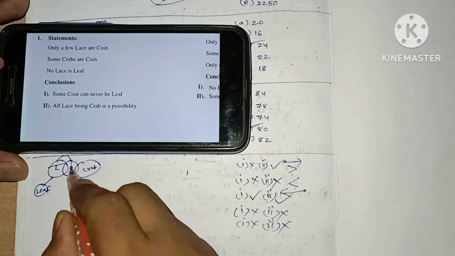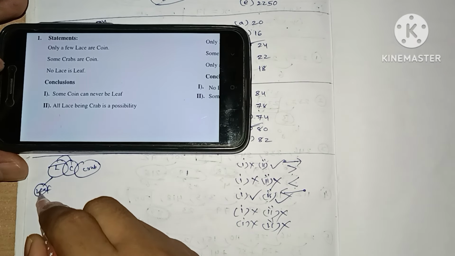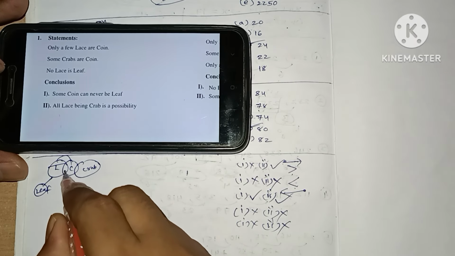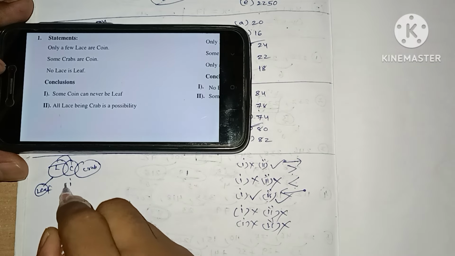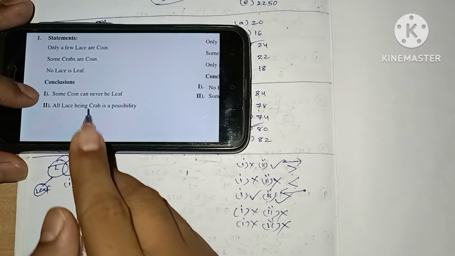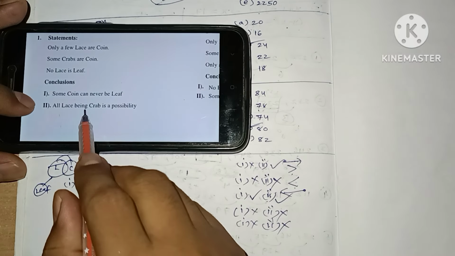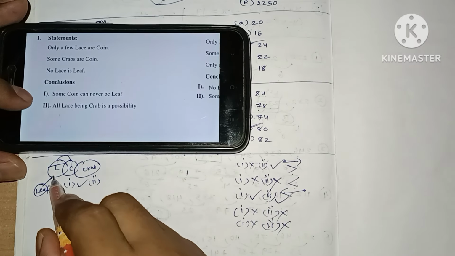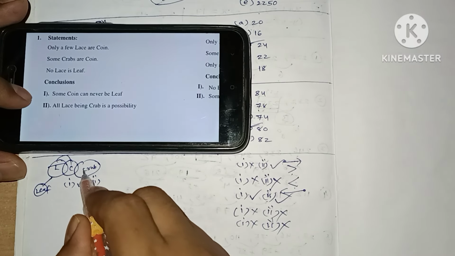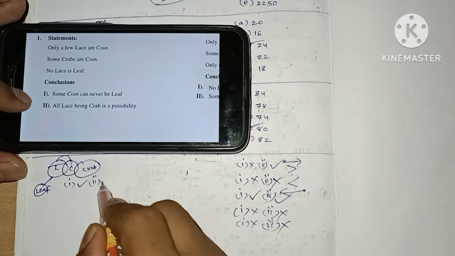All coins can be placed inside leaf. No, it is not possible because of the part shared with lace. So the first conclusion's all case fails, which means the some-never case will be true. Let's see the second conclusion. All lace being crab is a possibility. All lace can be placed inside crab. Is it possible? Yes, it is possible. So the second conclusion is true.